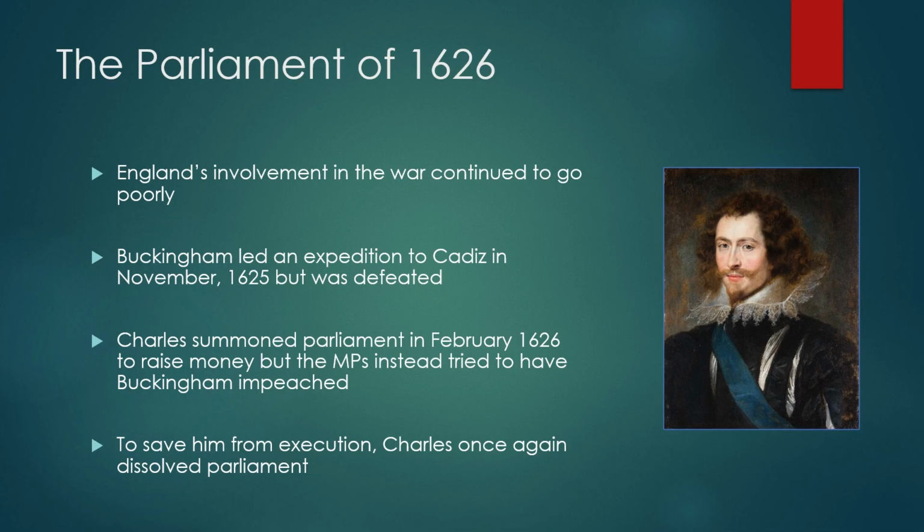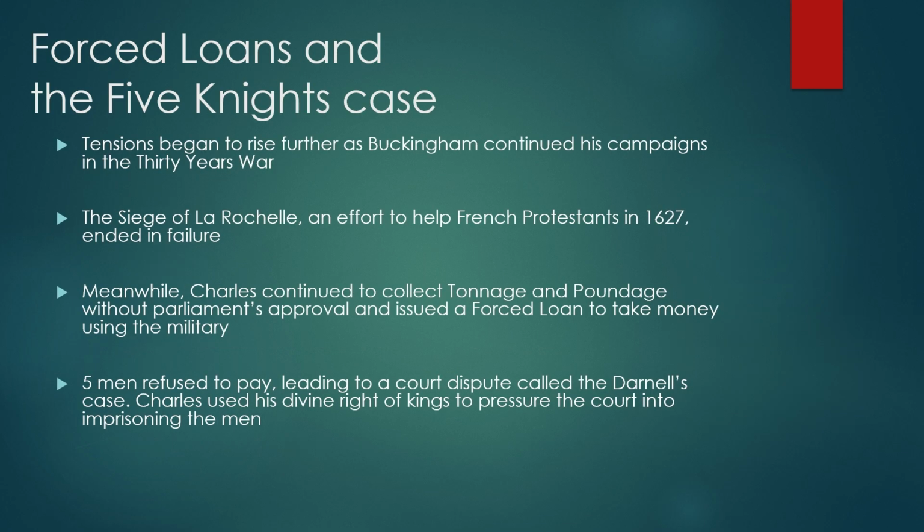To save his friend and advisor from execution, Charles once again used his powers to dissolve Parliament without getting the key financial support he truly wanted. Parliament was closed, but the wars in Europe continued on, and Buckingham continued his campaigns. He truly was shown to be inept in his war planning, though. England was at war with the two most powerful countries, Spain and France. Although Buckingham did want to help the Protestants in France, particularly sending a siege of ships to La Rochelle in 1627, this too failed because of his poor planning.